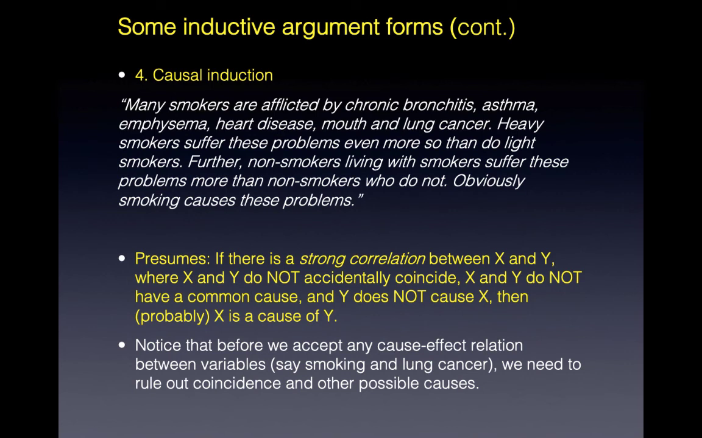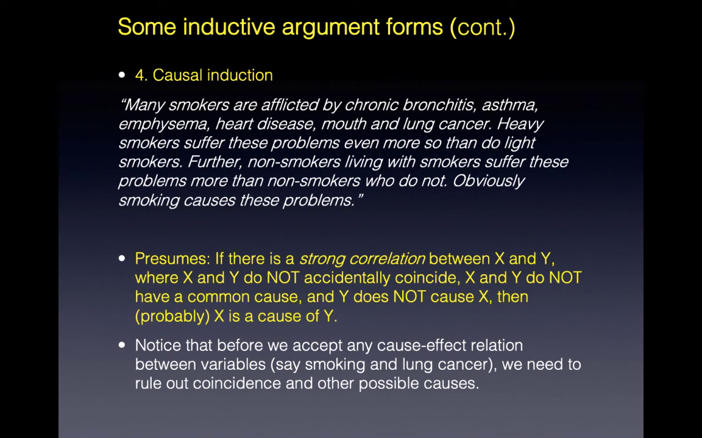If there is a strong correlation and association between factors X and Y, where X and Y are not accidentally coinciding, and X and Y don't have a common cause, where something's causing both X and Y, but X is not causing Y, and we can be clear that Y is not the cause of X, then we can say probably X is a cause of Y. So you don't just get to call something a cause of something else given a correlation. We all know this.